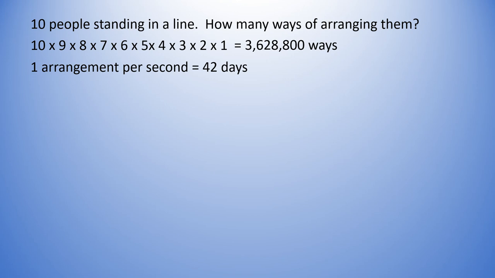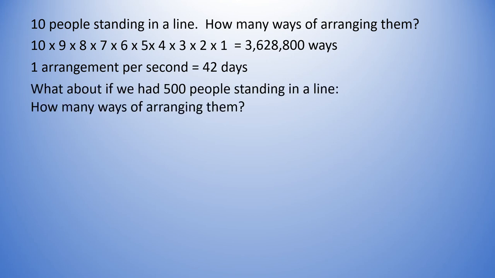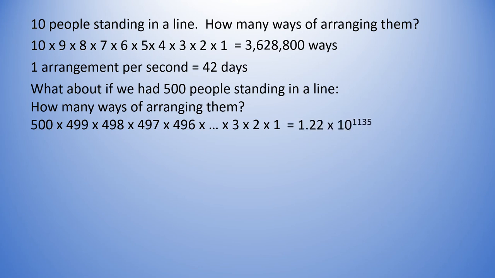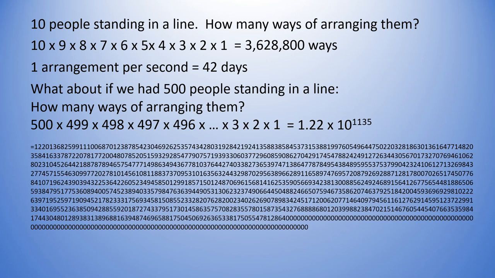So, carrying this on a bit further, instead of 10 people, what about if we had 500 people standing in a line? How many ways could we arrange them? Again, the calculation is quite simple. 500 choices for the first person, 499 for the second, and so on, all the way down to 1. When you do that question, you get that number, 1.22 times 10 to the 1,135. That's this number. That is an absolutely staggeringly huge number.